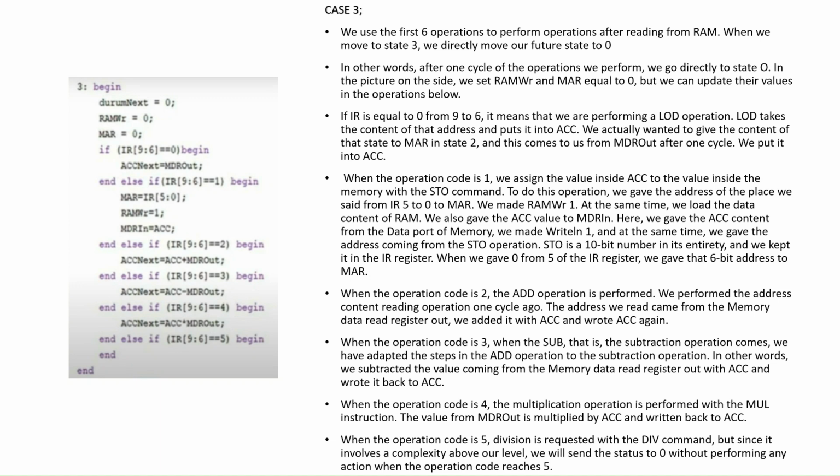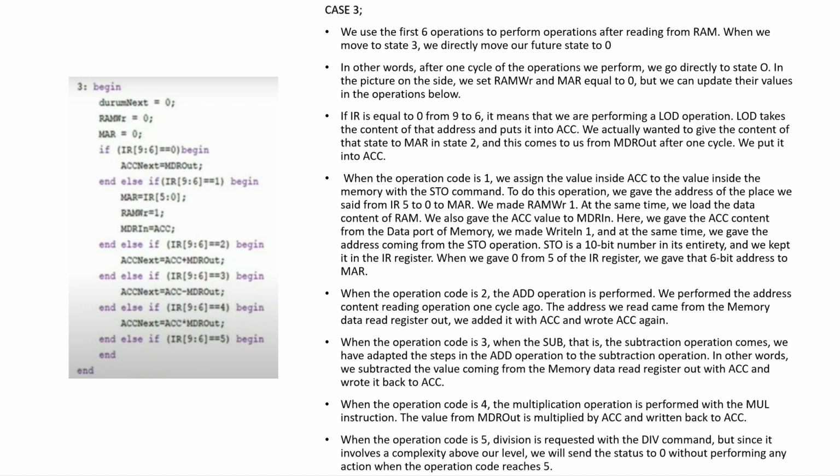When the operation code is 2, the add operation is performed. We performed the address content reading operation one cycle ago. The address content we read came from the memory data read register out. We added it with ACK and wrote ACK again.